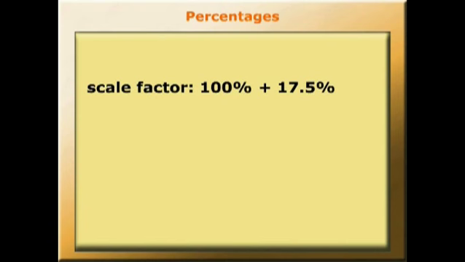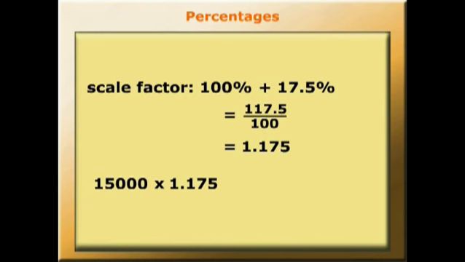So 100 plus 17.5 is 117.5 over 100, that is to say 1.175. That's the scale factor. So the new price is the old price multiplied by the scale factor. 15,000 times 1.175 equals £17,625.